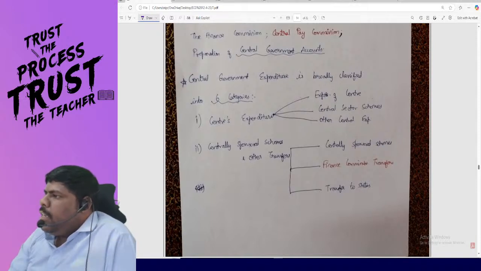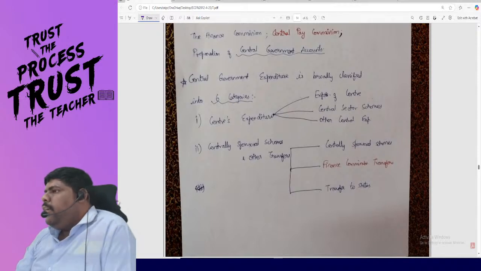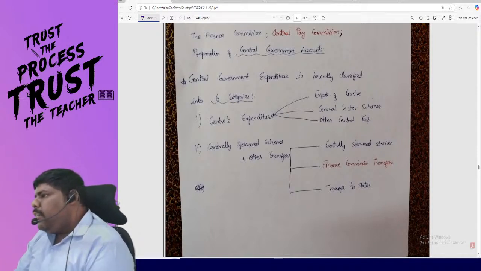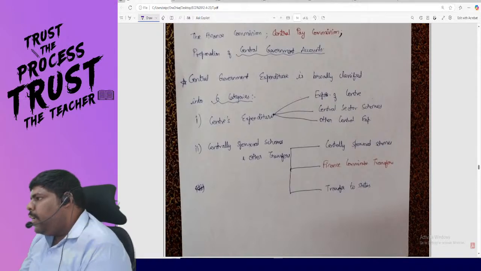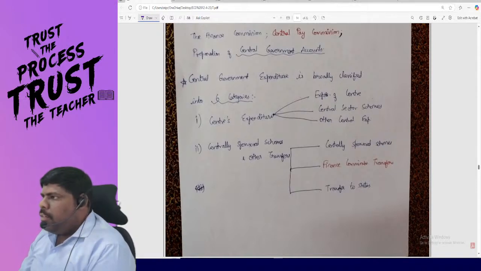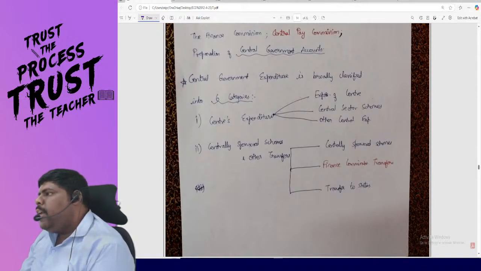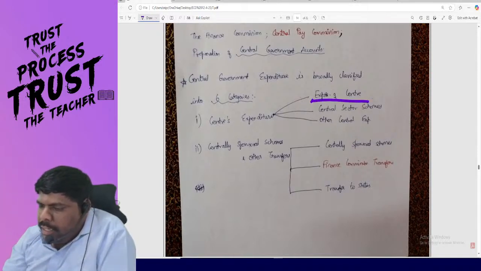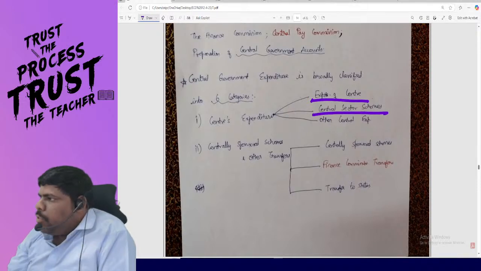Then the central government will have their own companies. See, many oil companies are nothing but central government companies. To run those companies, you need some fund. It has to be given by the central government. Apart from this, they are also in a position to give money to the state government. So all of that will be here: expenses of the center, central sector schemes.